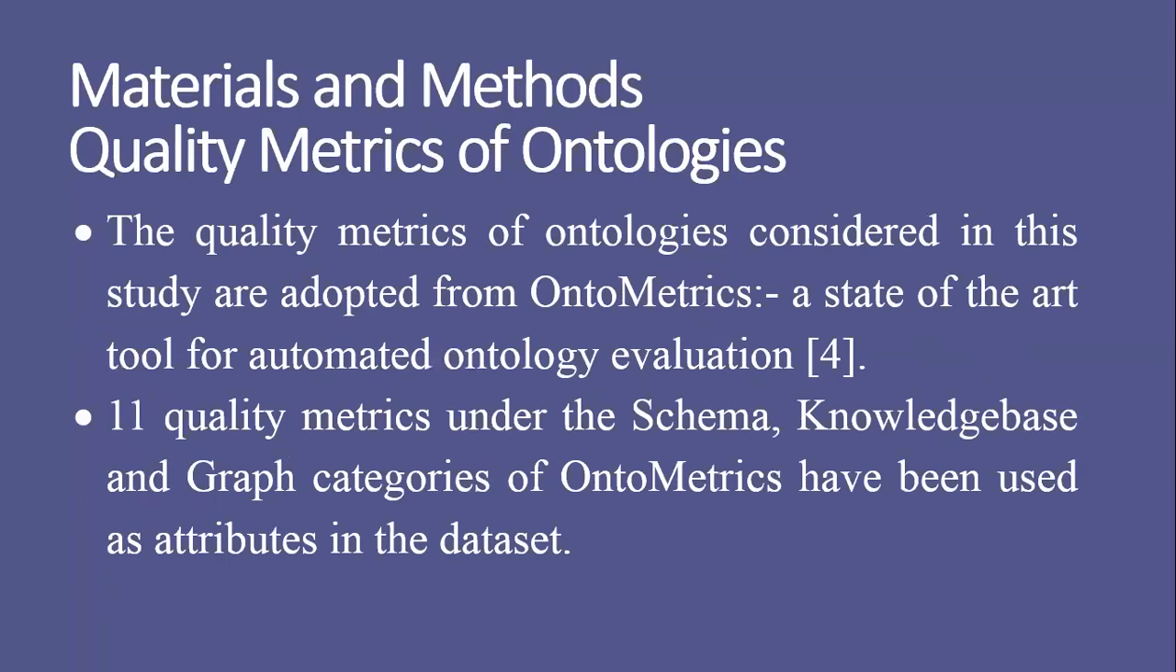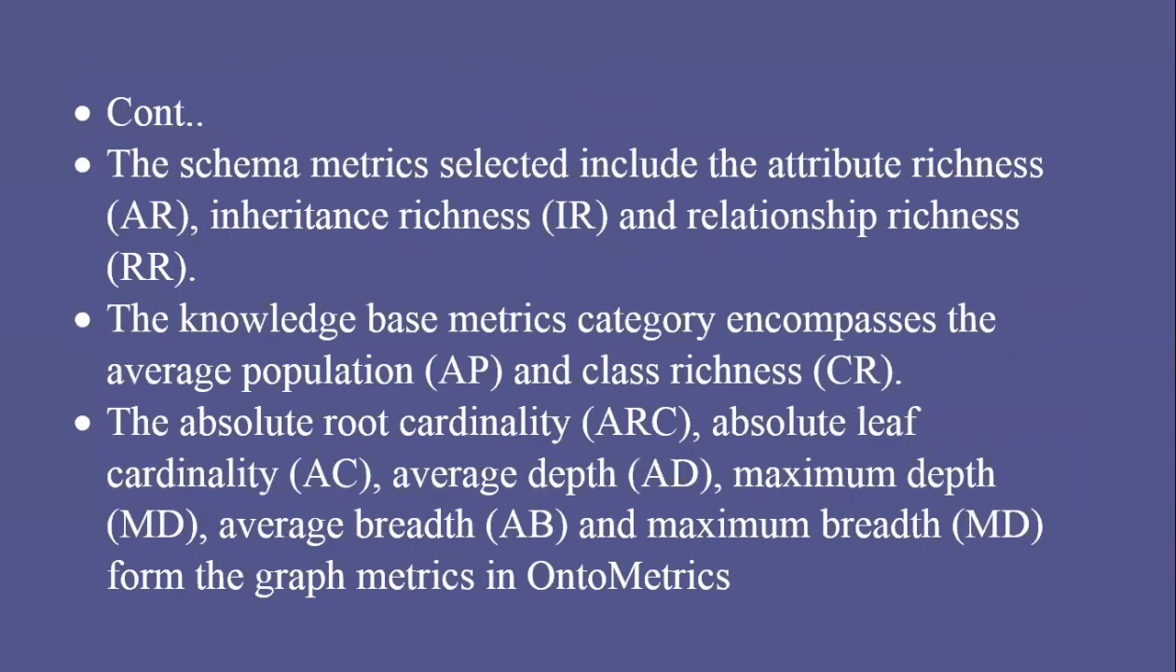Materials, methods, and quality metrics of an ontology. The quality metrics of an ontology considered in this study are adopted from OntoMetrics, which is a state-of-the-art tool for automated ontology evaluation. Eleven quality metrics under the schema, knowledge base, and graph categories of OntoMetrics have been used as attributes in the dataset that was used in building the K-nearest neighbors algorithm in performing the classification of these ontologies.